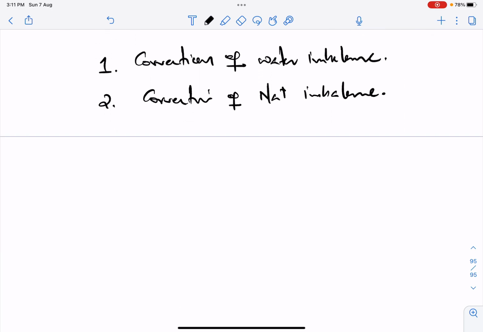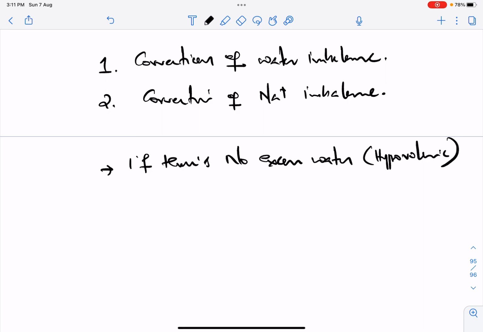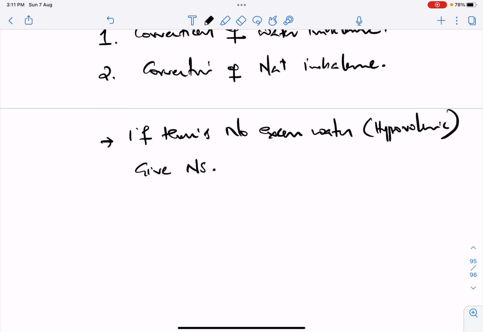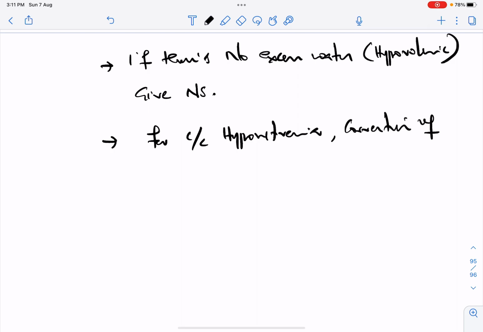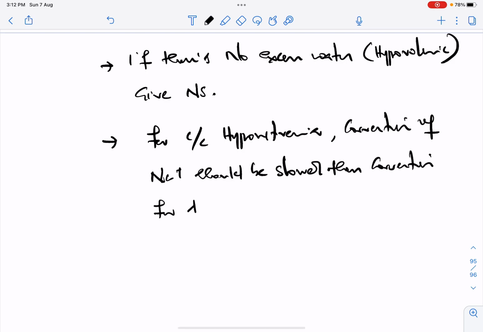For the correction of water, if there is no excess water, that is in hypovolemic hyponatremia, we can give normal saline to bring the body's water to the normal level. Then consider correction of sodium imbalance. For chronic hyponatremia, the correction of sodium should be slower than the correction for acute hyponatremia.